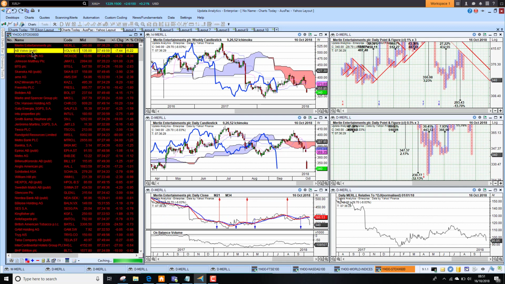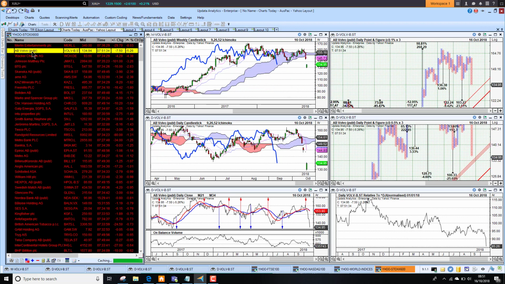Volvo, we're seeing car makers really struggling lately. Volvo down 5%. So we are just seeing quite big falls still happening in the market.